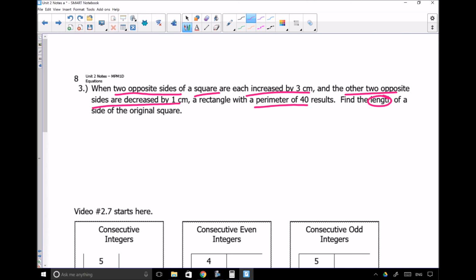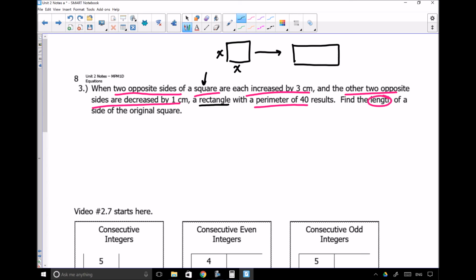So I've completed steps 1 and 2. I've underlined key information and I've identified what I need to know. Step 3 says to draw a picture if necessary, and a picture is necessary here. So we start off with a square, and I don't know what each side is, so I'm going to call each side X. But then what ends up happening is my square becomes a rectangle, okay? So if my square becomes a rectangle, how does it happen?